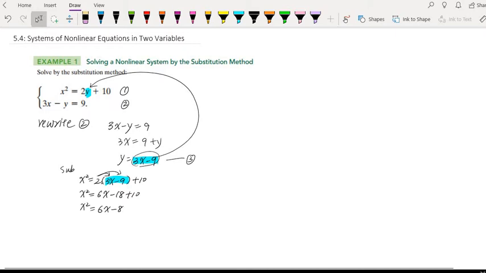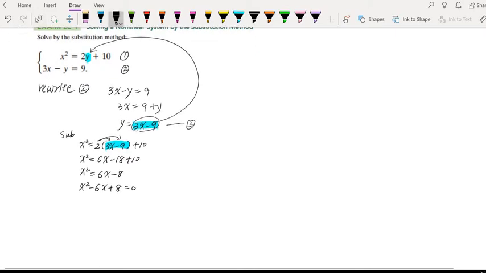So we're going to turn this into a quadratic equation. That will be x squared minus 6x plus 8 equals 0. I'm just moving this to the left side. Positive becomes negative. Or you can do it step by step: minus 6x on both sides and plus 8 on both sides. And then we can solve this by any method. I'm going to go ahead and solve it by factoring.